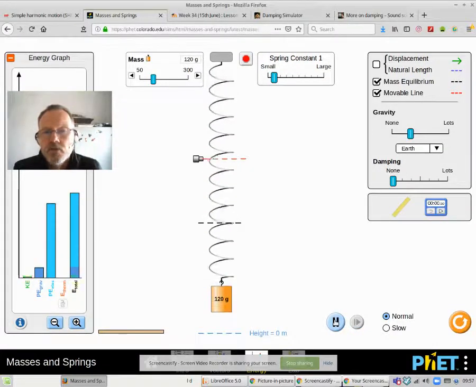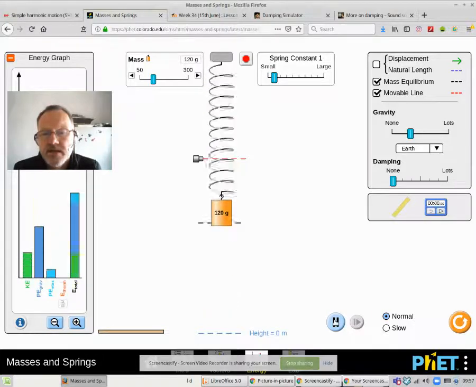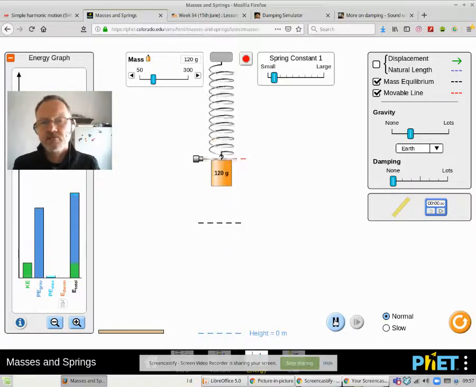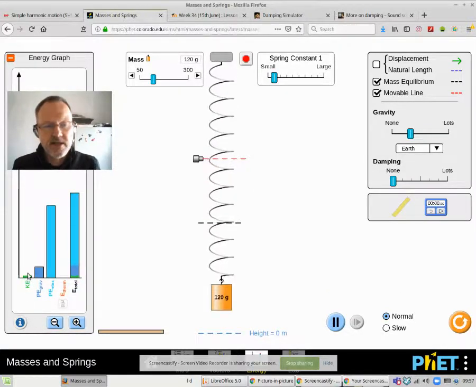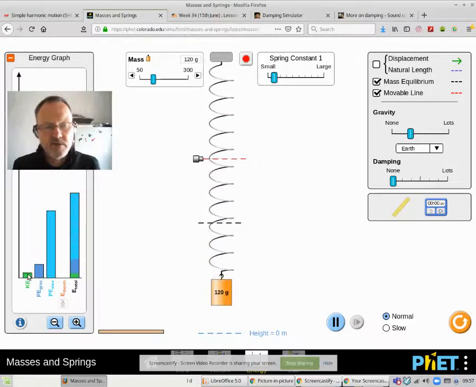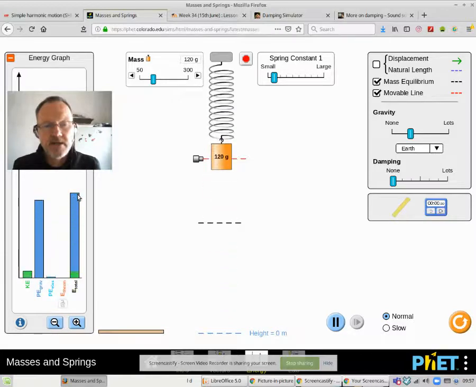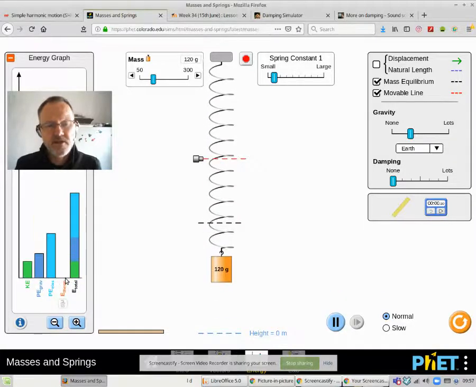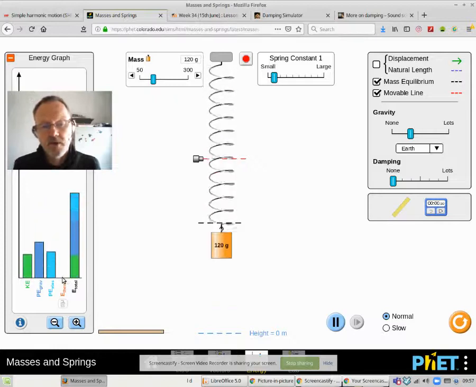So first of all, we can see that there doesn't appear to be any decrease in the amplitude over time. It keeps returning back to the original position. The kinetic energy is changing between a maximum and zero. The total energy is remaining constant, but it is made up of different components of the energy. And there's a term here, thermal energy, which is always zero. And we will look at that in a little while.